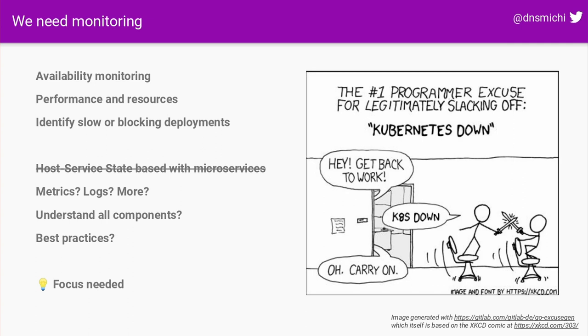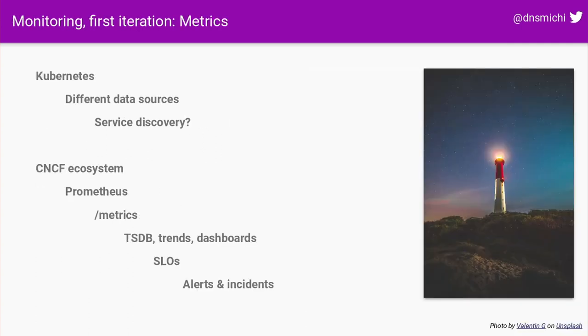So in the first iteration, let's look at metrics. Within Kubernetes, we have different data sources. We have service discovery. Luckily, in the CNCF ecosystem, we have Prometheus with the slash metrics endpoint being provided and scraped, and a time series database built in. We can calculate trends, use dashboards, have service level objectives, and from there go into alerting, incidents, and fixing, and coming back to everything.